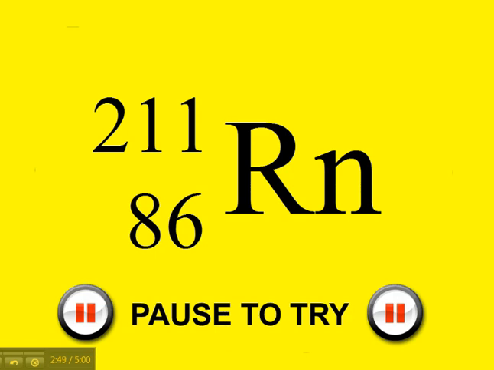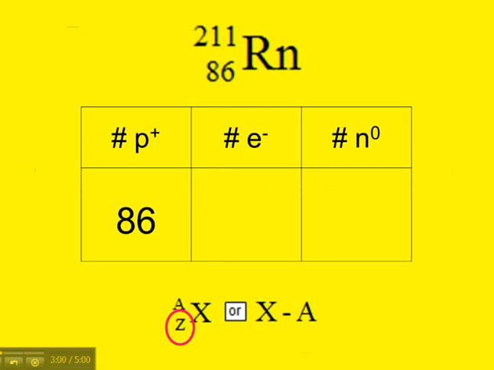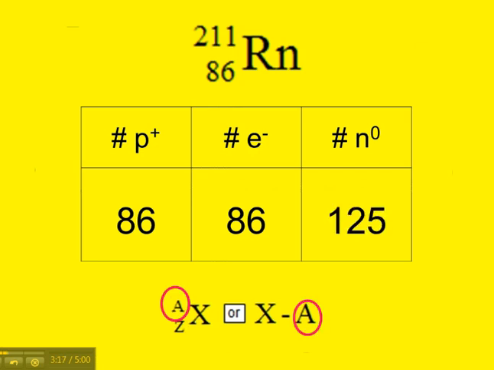Try this one. Determine the number of protons, electrons, and neutrons in this atom of radon. Again, easy one, the number of protons is the atomic number. In the type of notation that we're dealing with now, which is at the bottom left, that appears at the bottom. Since it's a neutral atom, the number of electrons is the same thing. And once again, 211, the mass number, tells us the sum of the protons and neutrons, meaning 211 minus 86 tells us that there are 125 neutrons.